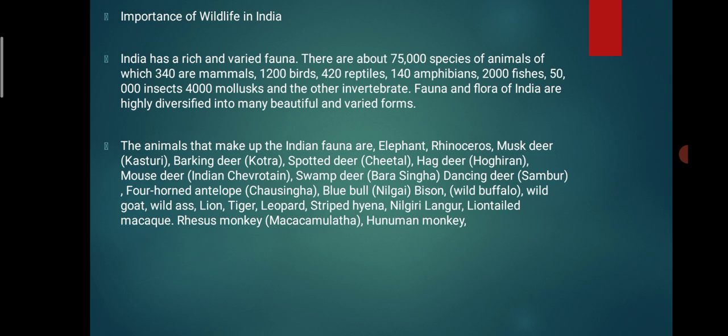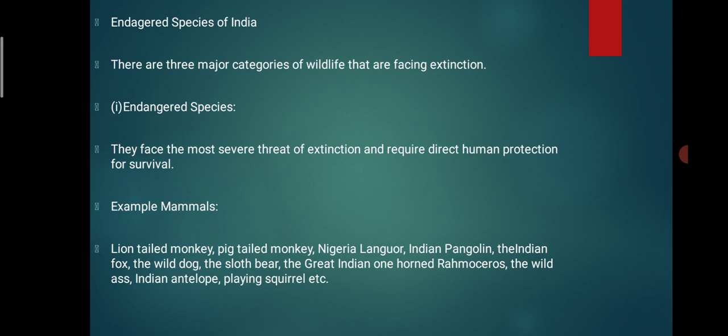There are a number of forms like kasturi, elephant, rhinoceros, musk deer, cheetah, hoolock gibbon, Indian chevrotain, barasingha, sambar, chousingha, nilgai, wild buffalo. That is, a number of wild animals are present, and each has its own importance.